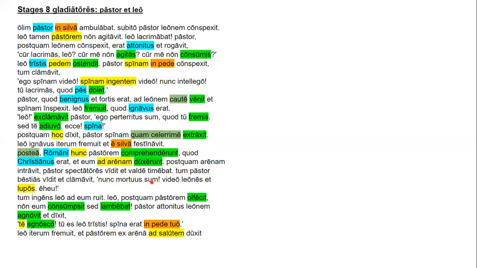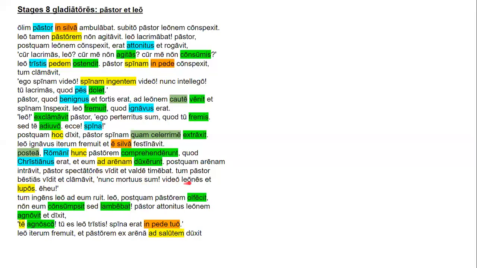Nunc mortuus sum. Nunc is an adverb meaning now. Mortuus means dead, and sum is I am. So remember that mortuus is a nominative adjective because sum will take that nominative predicate adjective.